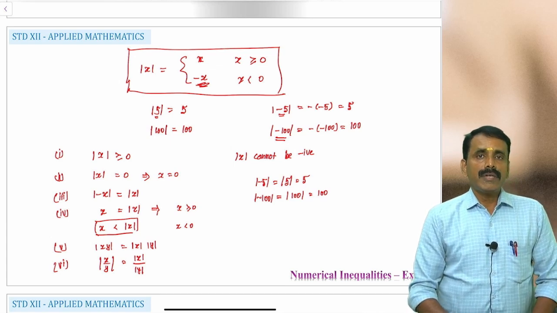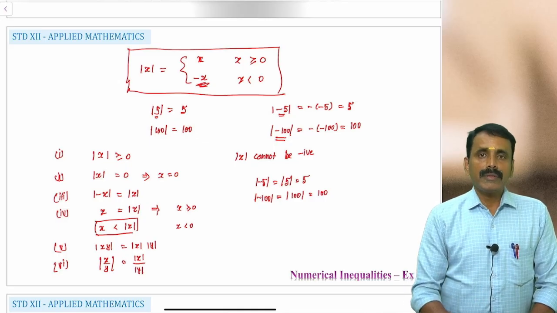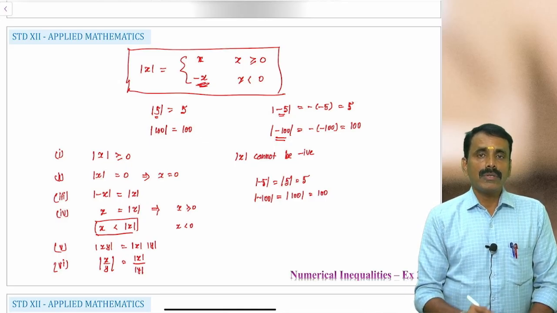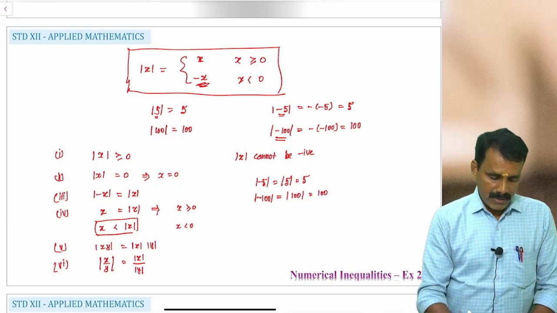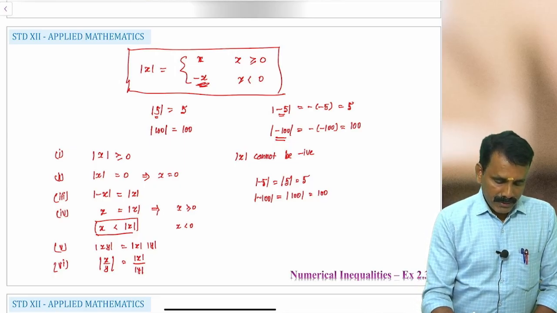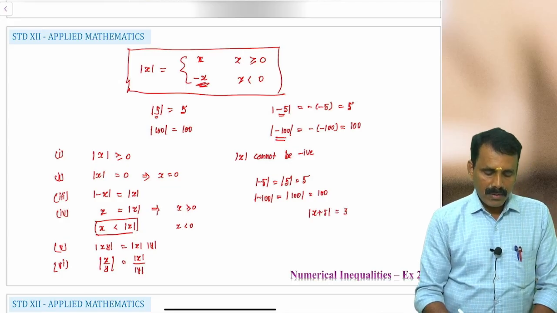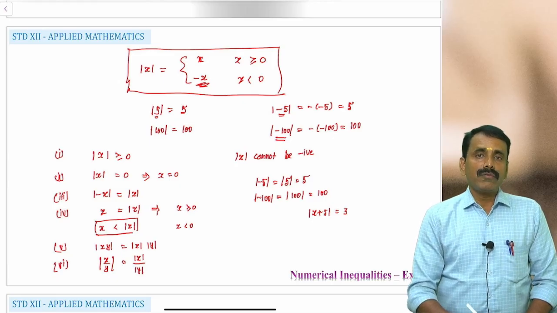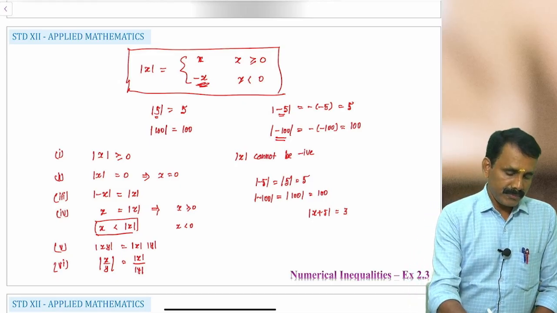Let us solve a very simple problem involving modulus. We are going to solve a simple problem with equations containing modulus. We take modulus of x plus 5 equal to 3. What will be the solution for x which will satisfy this expression, modulus of x plus 5 equal to 3?